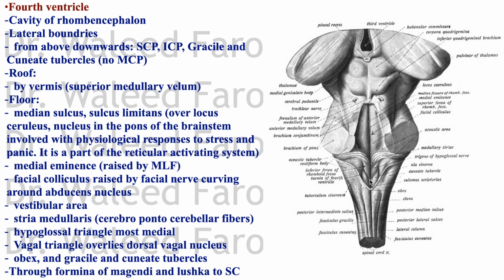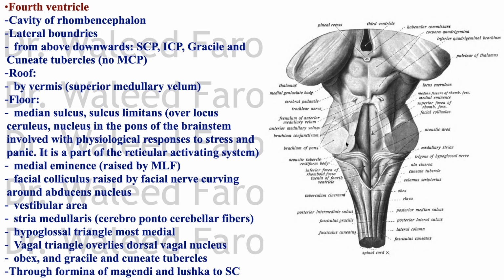It communicates through the foramina of Magendie and Luschka to the subarachnoid space around the spinal cord. This is the foramen of Magendie here, and at the sides, the foramina of Luschka, to the outside surrounding of the spinal cord. That was a description of the floor of the fourth ventricle. So remember that the middle cerebellar peduncle does not share in the boundaries of the fourth ventricle.